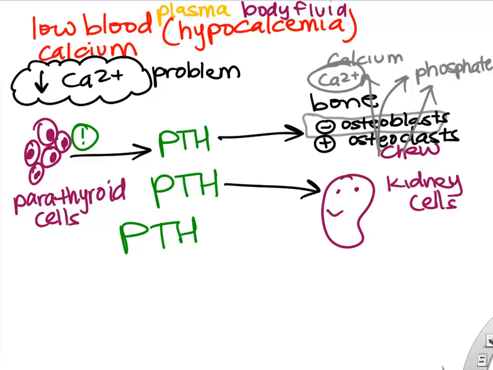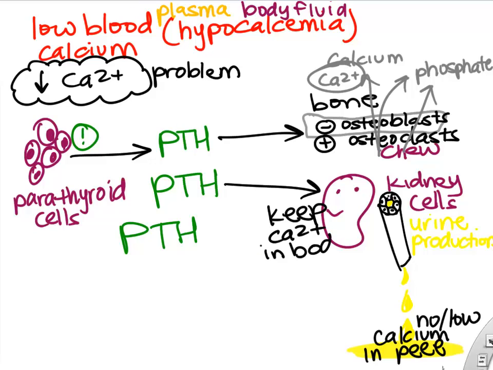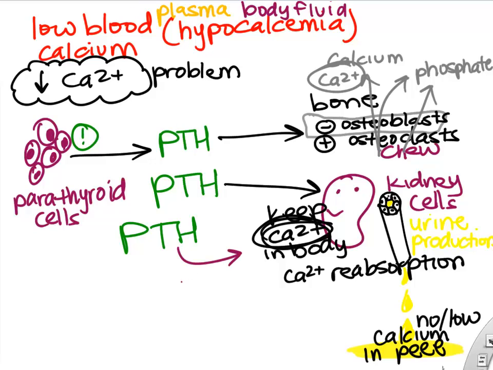It's going to tell the kidneys, and the little cells in the kidney tubules, which you remember, those little tubule cells, to keep calcium in our body. Don't let that calcium go out in your pee, in your urine. And so again, PTH is signaling to your kidneys to help keep calcium in your body, which is helping our problem, which is low blood calcium. So we're going to reabsorb that calcium in our kidneys.